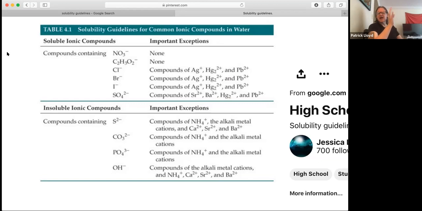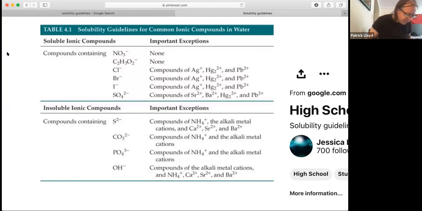So be careful. I would print this out and have it available so that you can refer to it, because it's easy to get confused on this. If you take a look at it, the hydroxide rules look pretty much the same as sulfide, and they're almost the same as carbonate and phosphate, but not quite. The carbonate and phosphate don't have calcium, strontium, or barium in there. So be careful with those. But keep in mind the general picture. The first set of rules are soluble except, and then the second group are insoluble except.